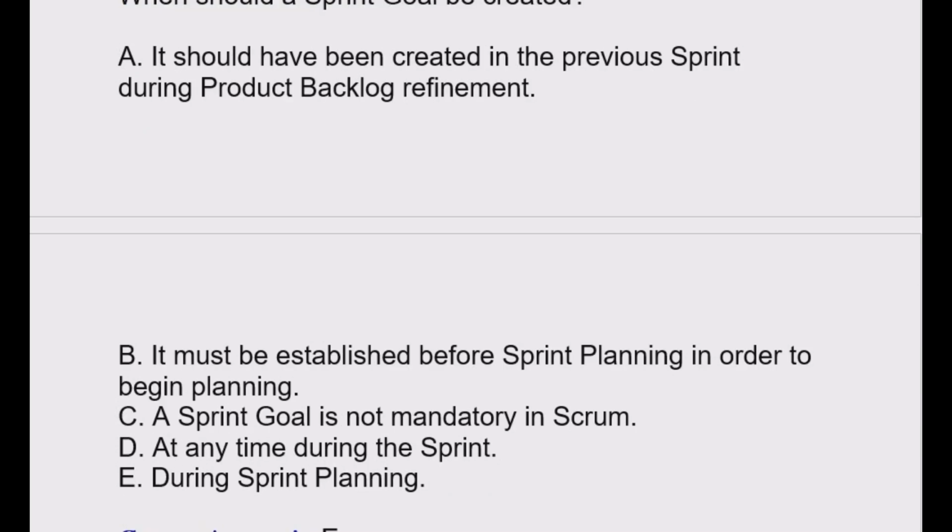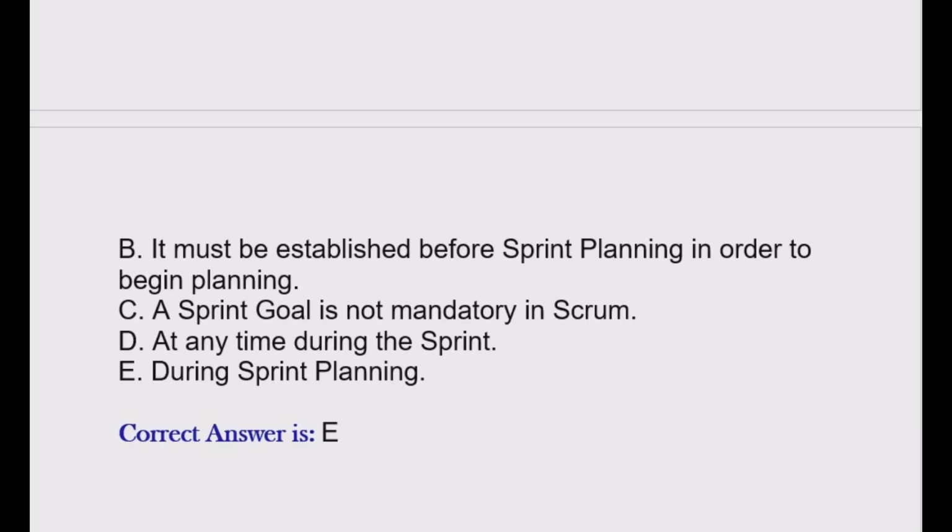Option B, it must be established before sprint planning in order to begin planning. Option C, a sprint goal is not mandatory in Scrum. Option D, at any time during the sprint. Option E, during sprint planning. Correct answer is option E.